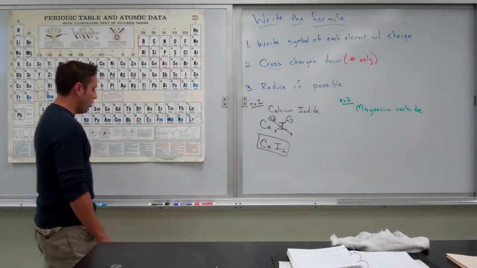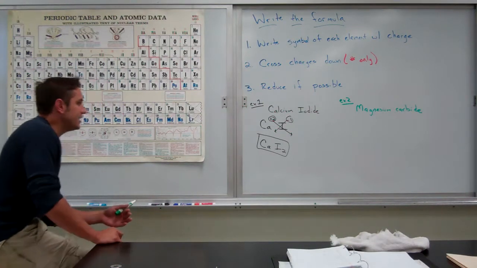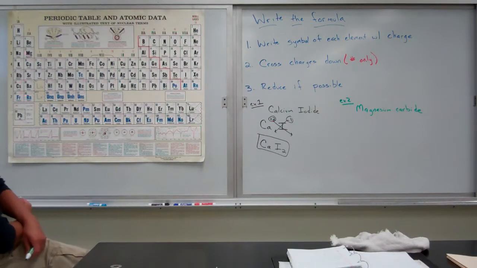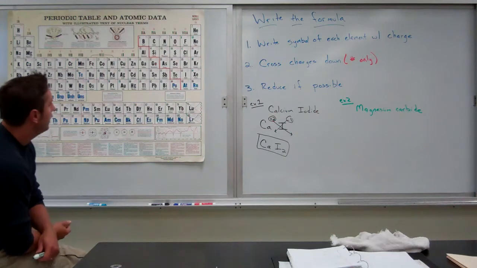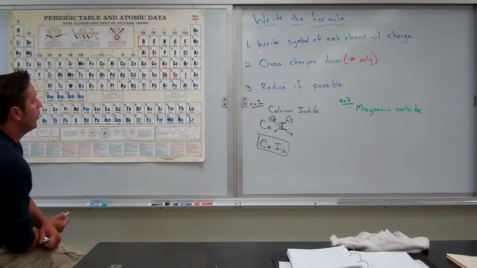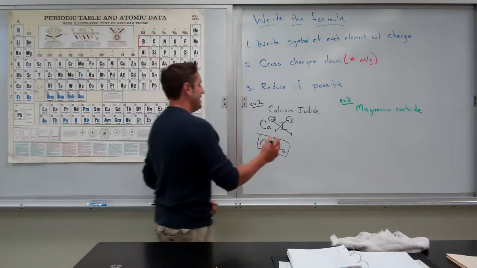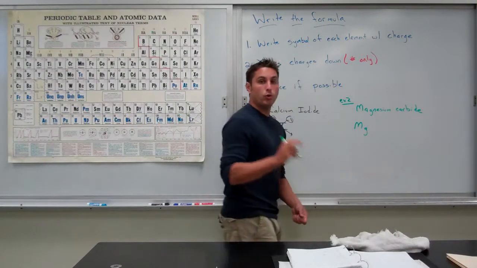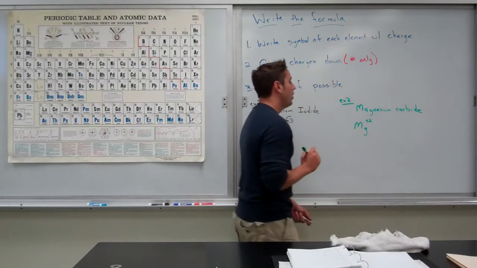So magnesium carbide. Right, first thing we have to do is identify, is this an ionic or a covalent compound? Well, magnesium is here to the left of the staircase. Carbon, which is carbide, is to the right of the staircase. It's ionic. Then we're going to follow our steps. Write the symbol of each element with the charge. Magnesium symbol is Mg. It's in group 2, which means it's a +2 charge.